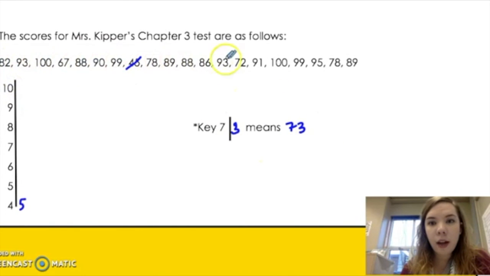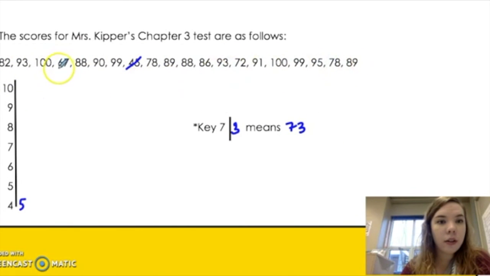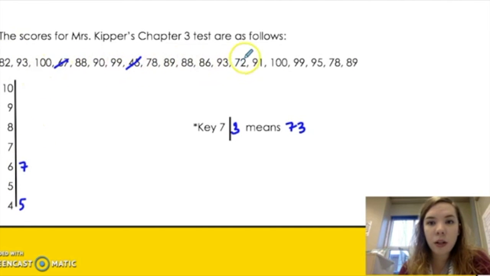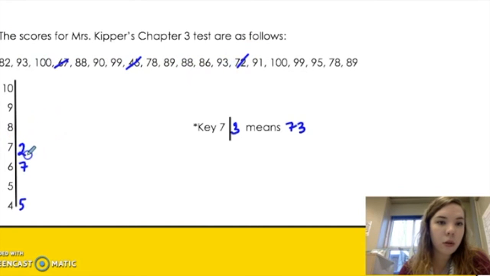I don't think I have any 50s. It looks like I have a 67. So I'm going to put a 7 here. For our 70s, it looks like the smallest one is 72. So I'm going to start with a 2. We have a 78, 2 78s. So you have to put 2 8s, 1 for each. Okay, and you put commas in between.